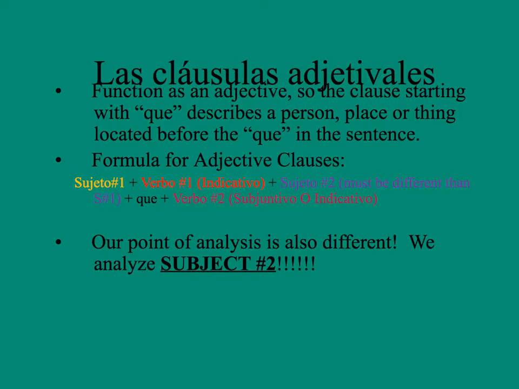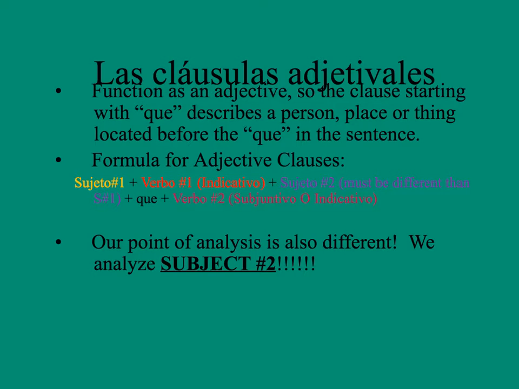Sorry for the overlap there, but the K describes. They function as an adjective, not a noun. So starting with the K, that whole phrase will describe a person, place, or thing. It's not going to function as a person, place, or thing, but it will describe it, because that's what adjectives do, right? So here's your formula. You've got first subject, first verb, which will still be in the indicative. Then you have subject number 2, which is definitely where you have to change the subject. Then you've got the K, then verb number 2, which is still where we decide subjunctive or indicative.